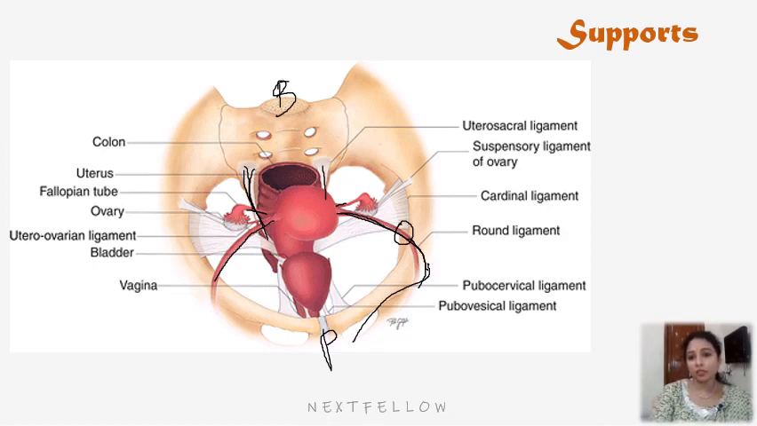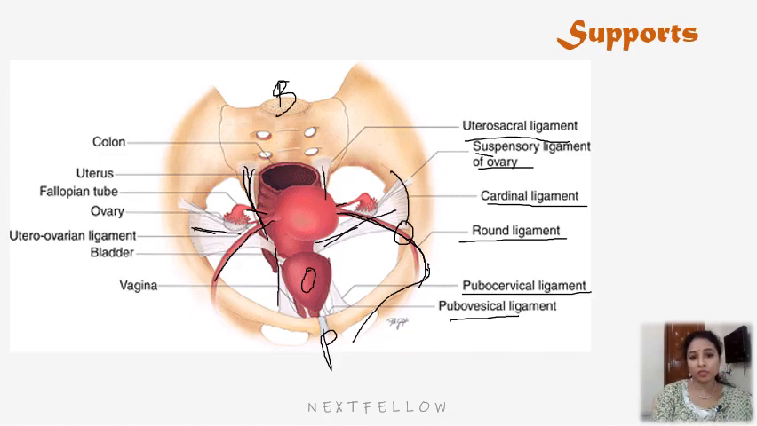We can appreciate the transverse ligaments also and how they blend with the lateral wall. This is the cardinal ligament, this is the round ligament and the uterosacral ligament, and the suspensory ligament of the ovary is a part of the broad ligament. The pubovesical ligament is between the urinary bladder and the pubis, and the pubocervical ligament runs from the cervix of the uterus to the pubis.